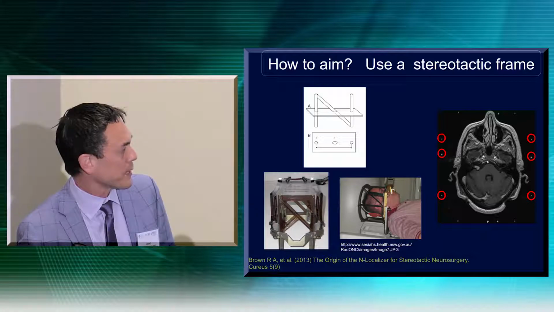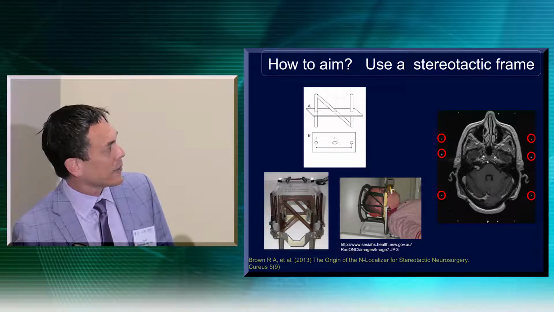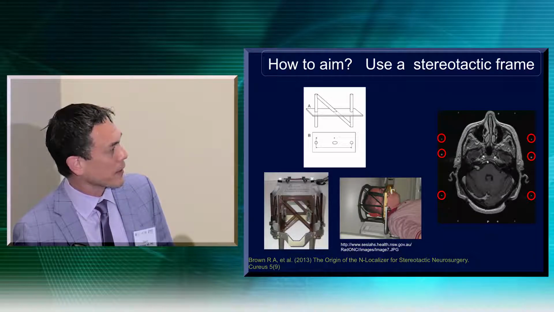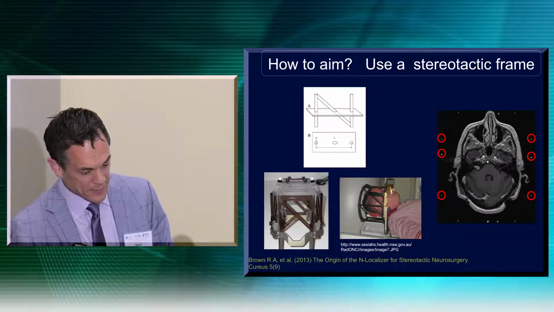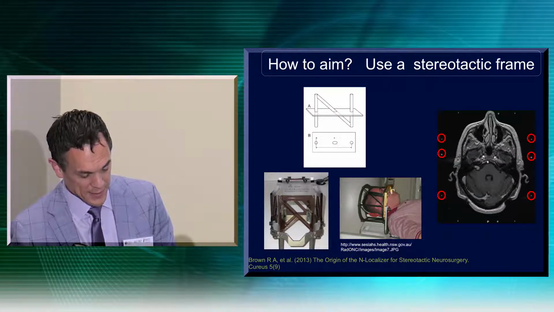And so when we image the patient, we put an indicator box on top that has kind of an N pattern. And so when you slice through it on tomographic imaging, you get dots that you can identify in the image and tell the computer where you are in three-dimensional space.